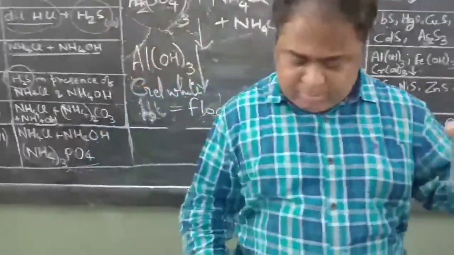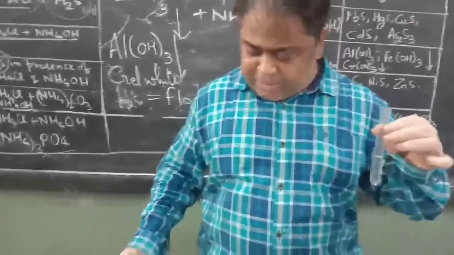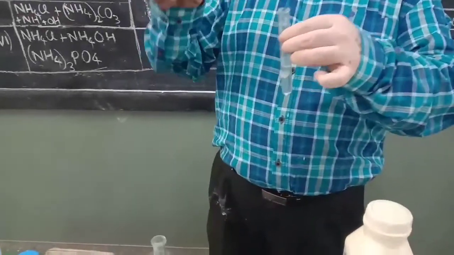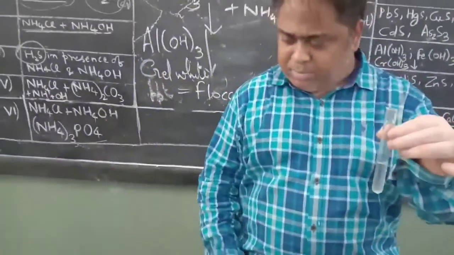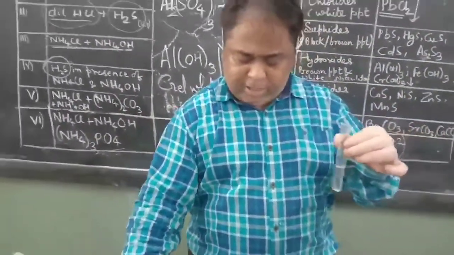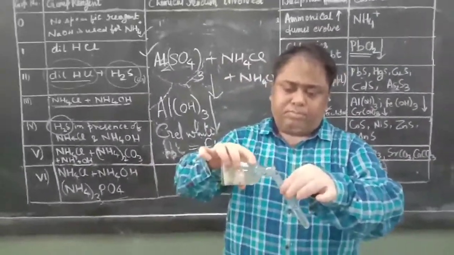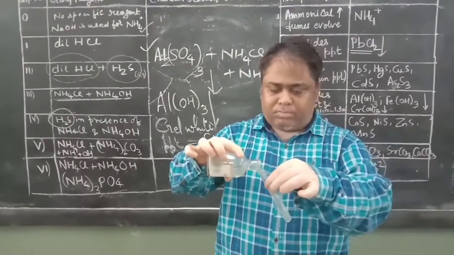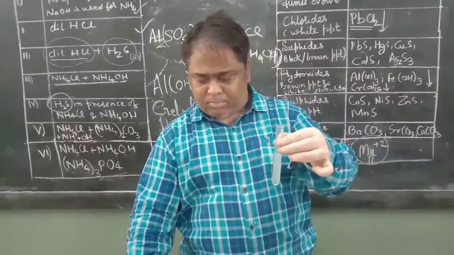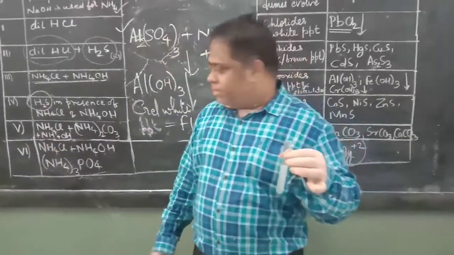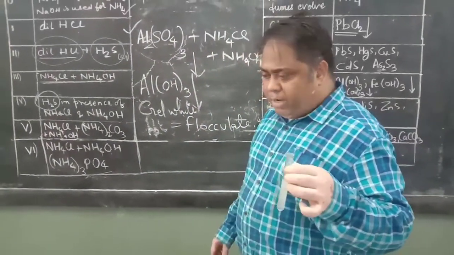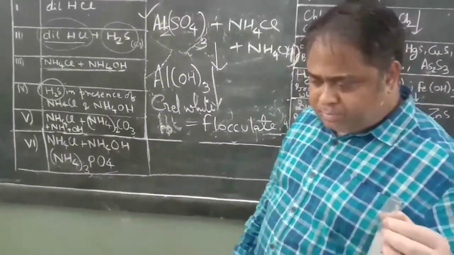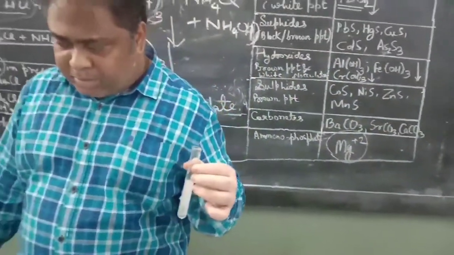Dilute it. Then again the custom is to put a pinch of ammonium chloride, then ammonium hydroxide, and then you have to put ammonium phosphate. Is there?